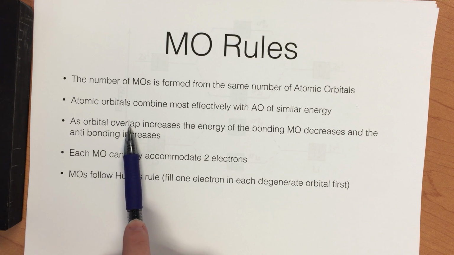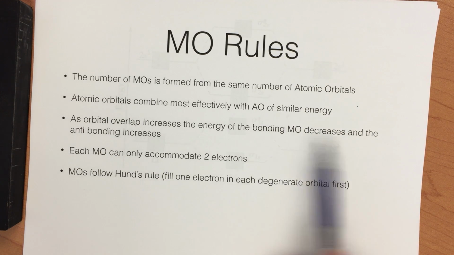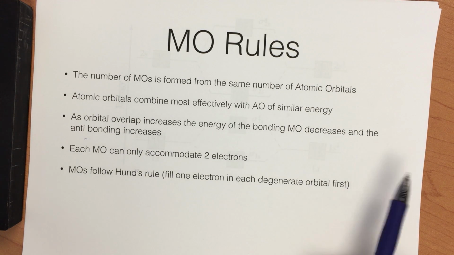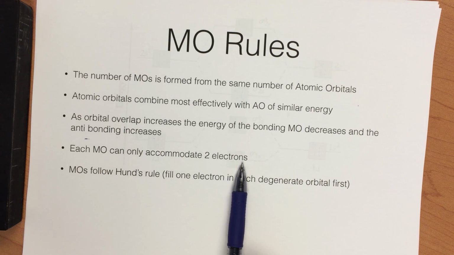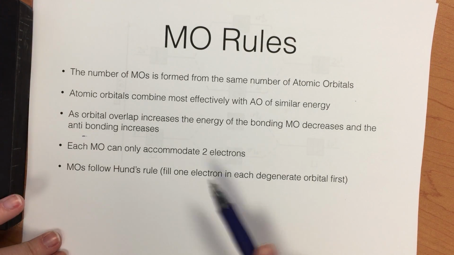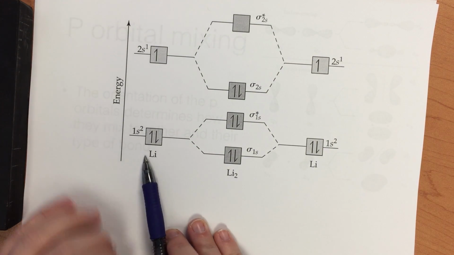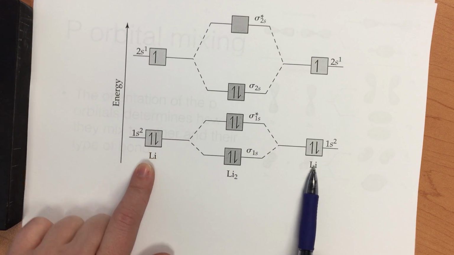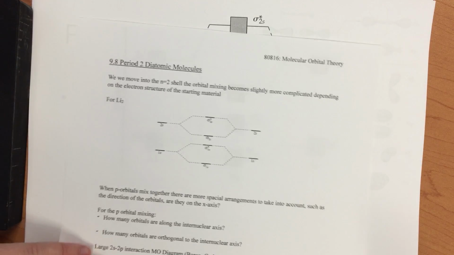As orbital overlap increases, the energy of the bonding MO decreases and the antibonding increases, okay? Each MO, like any other orbital, can only accommodate 2 electrons. And we follow Hund's rule. Fill 1 electron in each degenerate orbital first, and lowest energy is filled first. Okay, so for lithium, you can work along with me in your handout. I'll do it on the handout as we go.